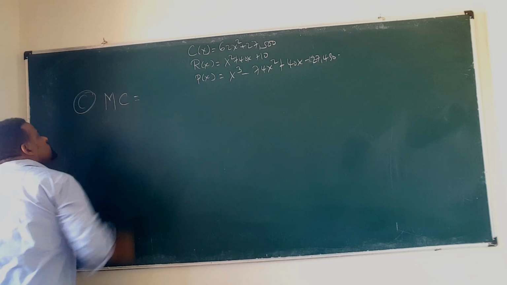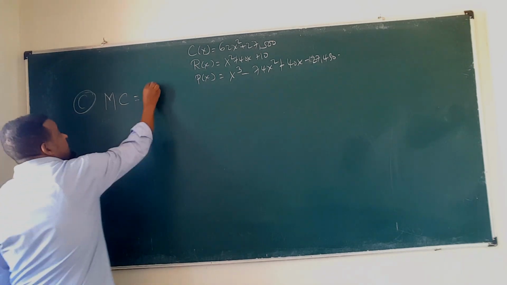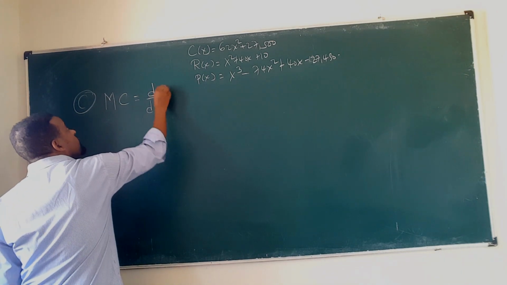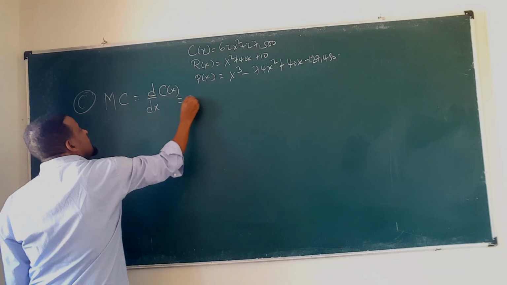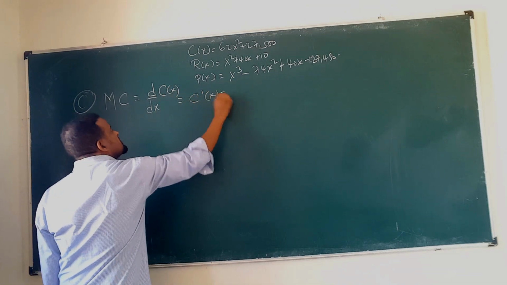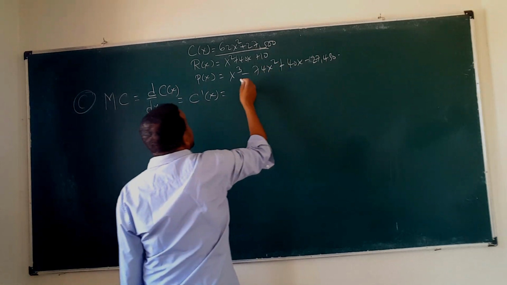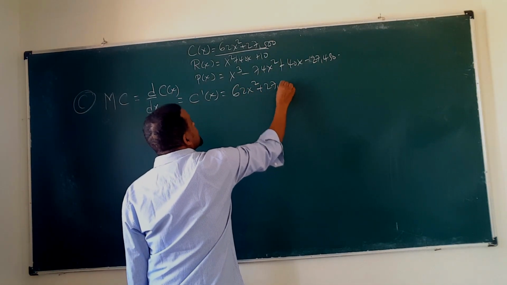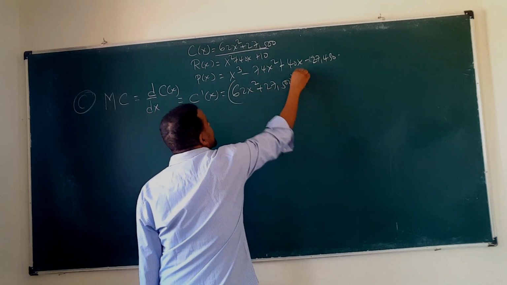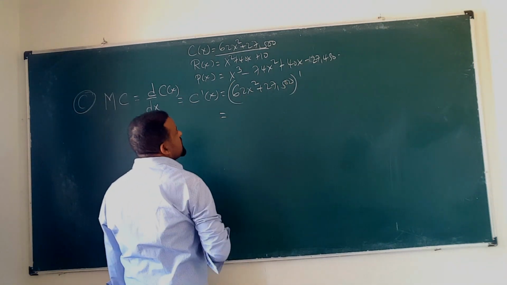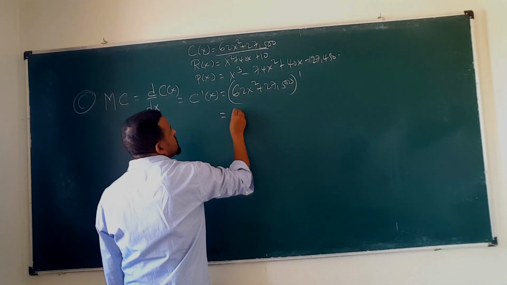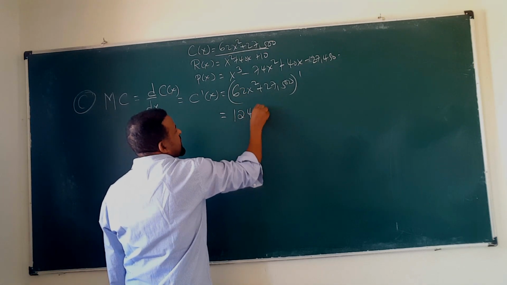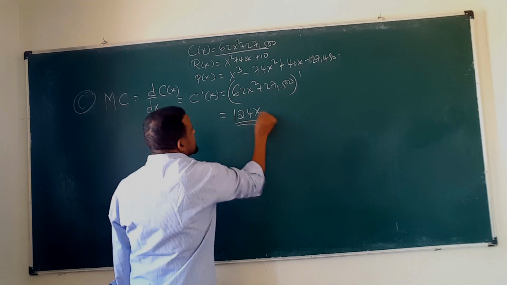So question number C: what is the marginal cost? Marginal cost is d by dx of the total cost, that means the derivative of total cost. So you take the derivative of 62x squared plus 27,500, of course. The derivative of 62x squared gives 124x, and the derivative of the constant is of course 0.